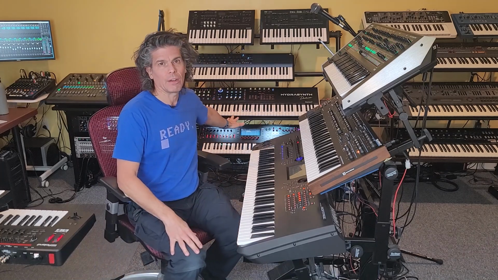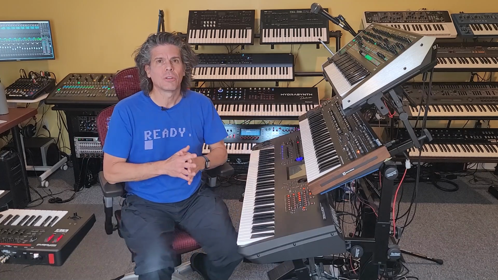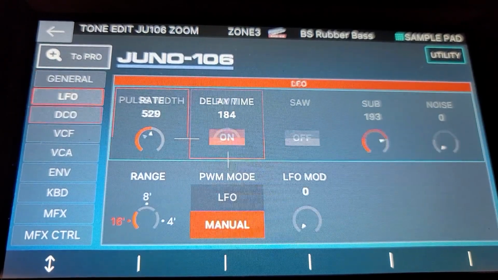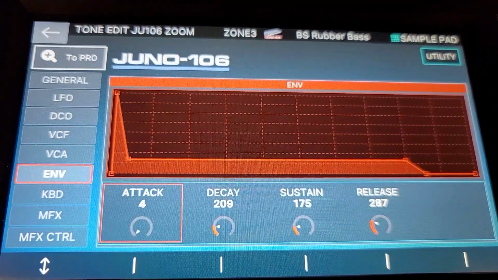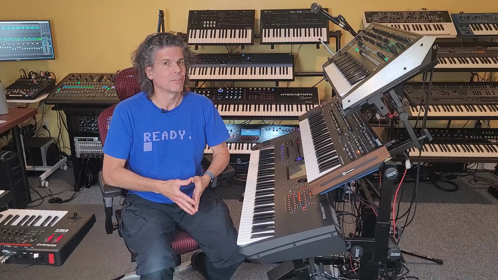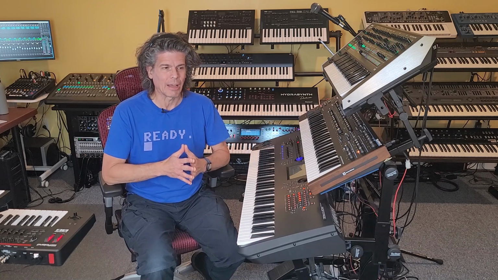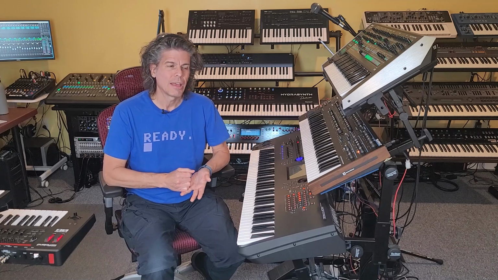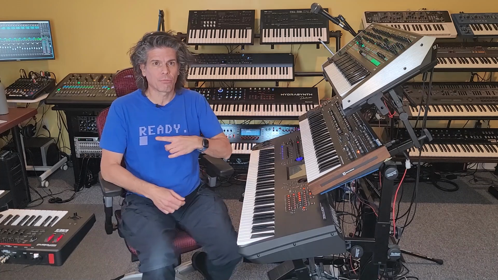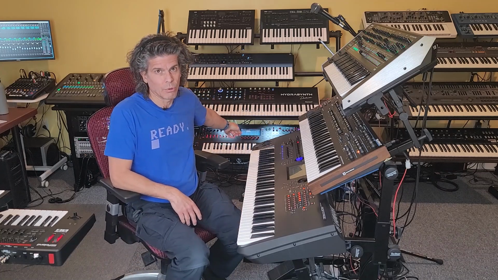However, when it came to the Fantom-6, that was another story altogether. That engine resembles a Juno-106. It has most of the same controls as a Juno-106, but it does not sound the same as a Juno-106. The filters in particular were very difficult to get sounding the same, and I'm sure you heard differences in filtering and resonance between the other three, which sound very much alike, and the Fantom-6 version of the Juno-106.